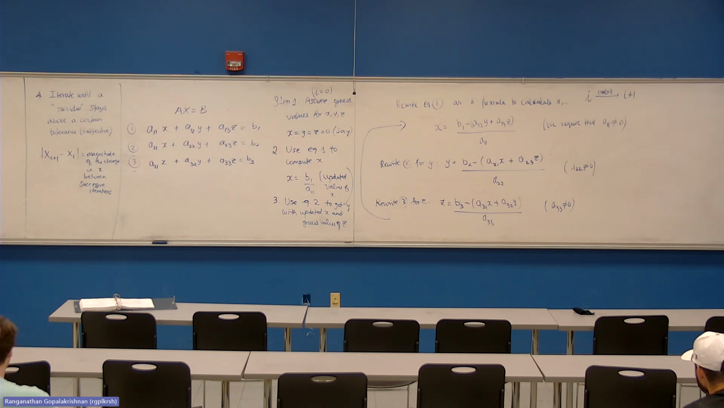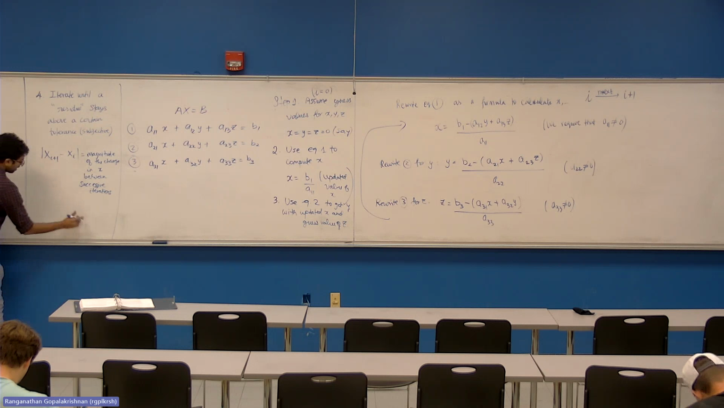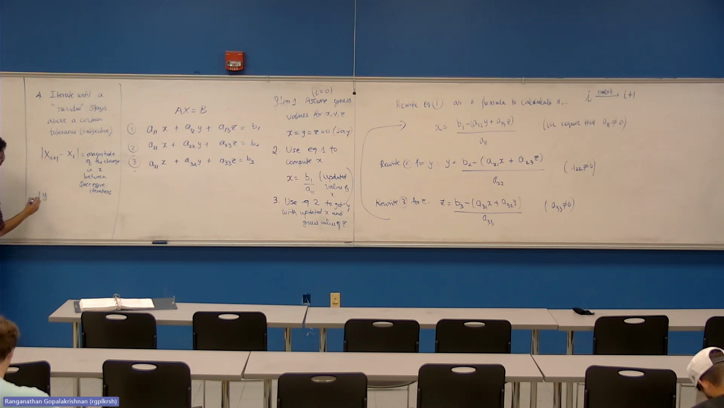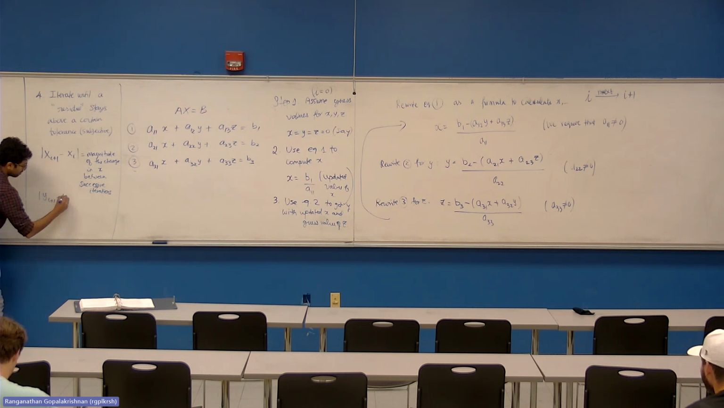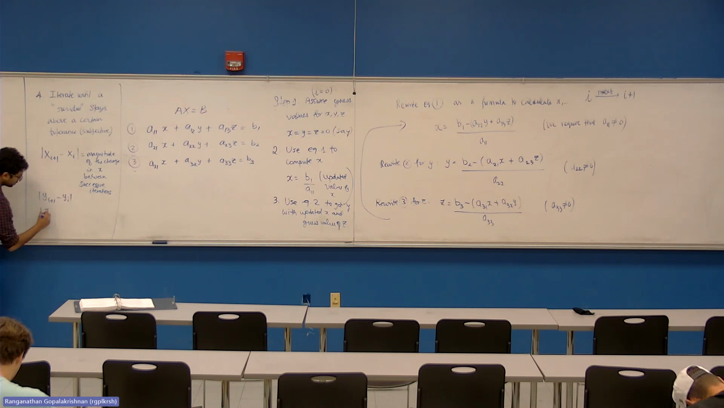Maybe I'll let you catch up. Okay. Similarly, you can write absolute value of y(i+1) minus y(i) and absolute value of z(i+1) minus z(i).